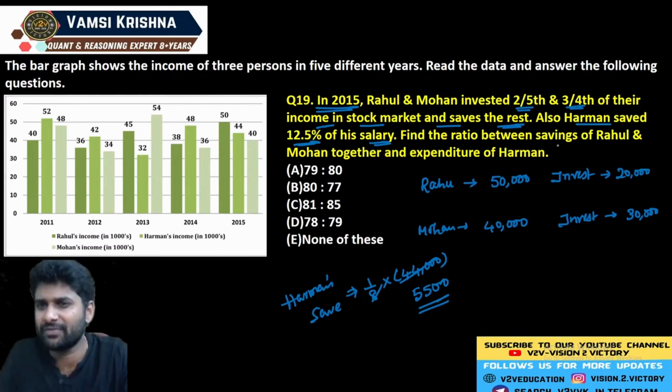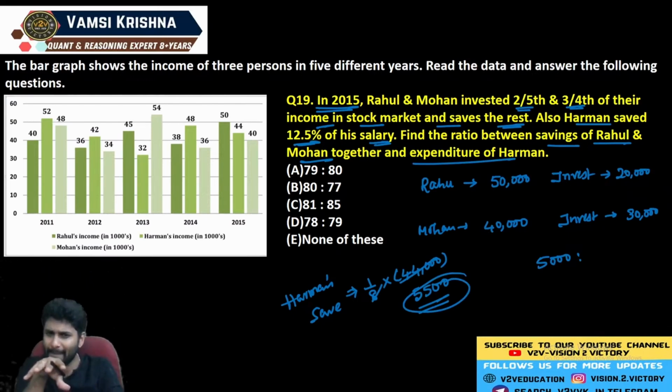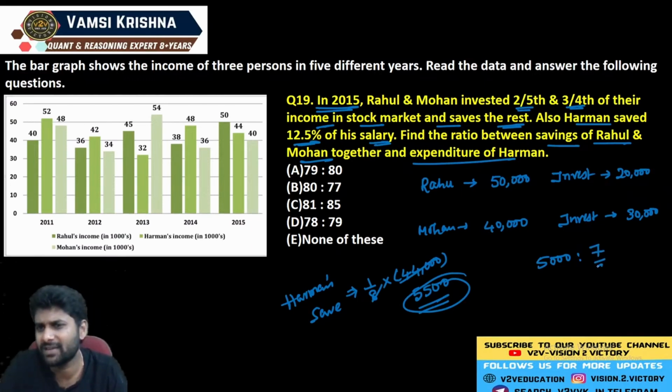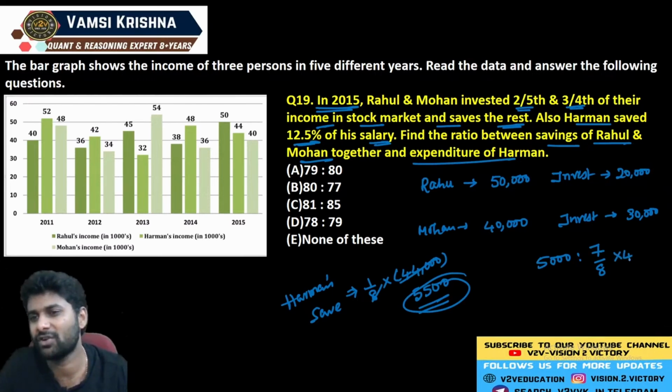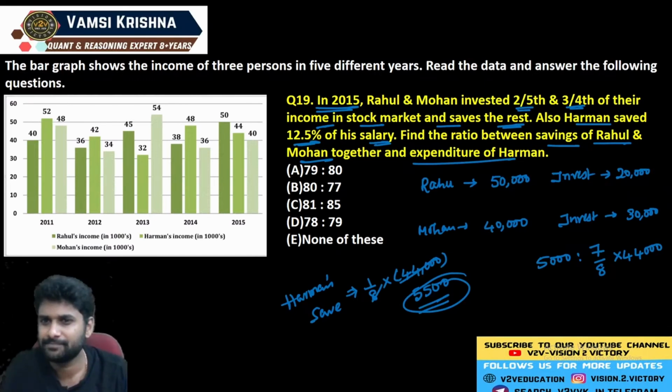Another question here. What is the ratio between savings of Rahul and Mohan together and the expenditure of Harman? Savings is 5,500. So what about the expenditure? It means 44,000 minus 5,500. That gives the difference, guys. Hope it's clear. Otherwise, if you feel it's difficult, let us take it this way. His savings is 1 by 8, so definitely expenditure is 7 by 8 of 44,000. You can take it this way also.